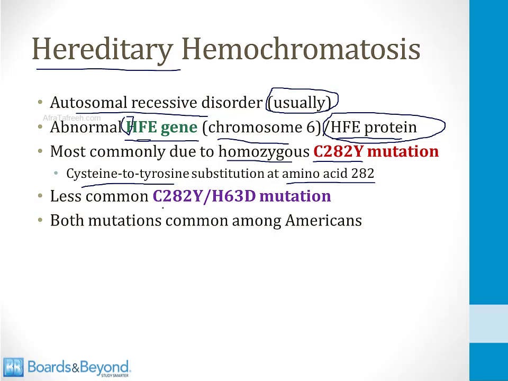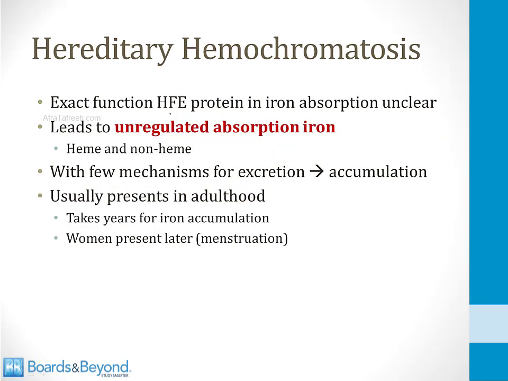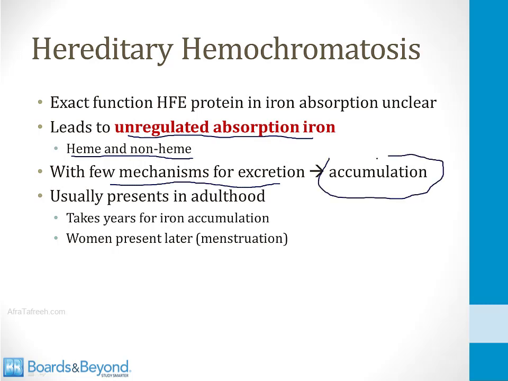They have one HFE gene with the C282Y mutation, and the other HFE gene has a different mutation called H63D. And both of these mutations are relatively common among Americans, and therefore children are often born with two mutations of their HFE gene that lead to hereditary hemochromatosis. The exact function of the HFE protein in iron absorption is unclear, but what we do know is that when you have a mutation, you develop unregulated iron absorption of both heme and non-heme iron. And as I told you before, there are few mechanisms for excretion of iron from the body, therefore you accumulate iron over the course of your life.